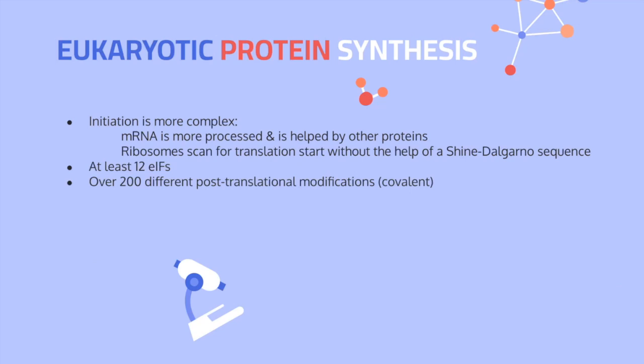And in addition to this, ribosomes will scan for the translation start without the help of a Shine-Dalgarno RNA sequence. A Shine-Dalgarno sequence is found in prokaryotes and indicates the start of translation. However, eukaryotes do not have this sequence. Instead, eukaryotes have at least 12 different eukaryotic initiation factors, which makes the entire process a little more complicated. And then finally, the protein will undergo over 200 different post-translational modifications.